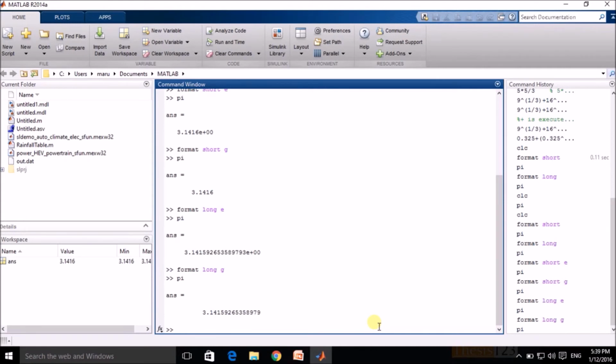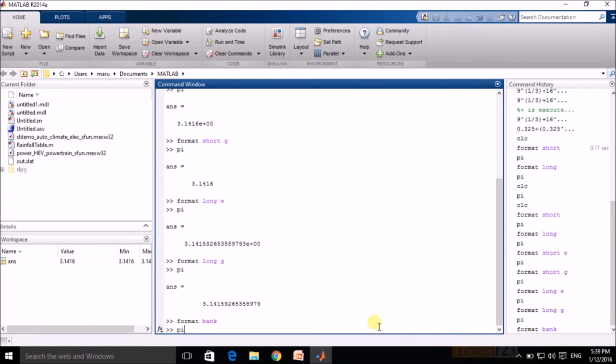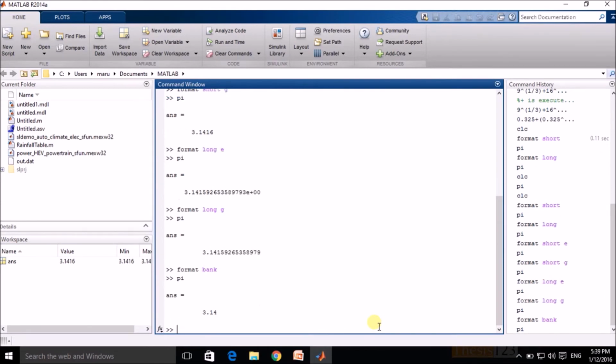It also shows you the best fixed or floating point. Whereas with format long E, it is scientific notation with exponents. Here we can't get exponent values, right? And one more thing here, format bank. This is the command. Here we see the pi value. What is this? It will display only 2 decimal digits.